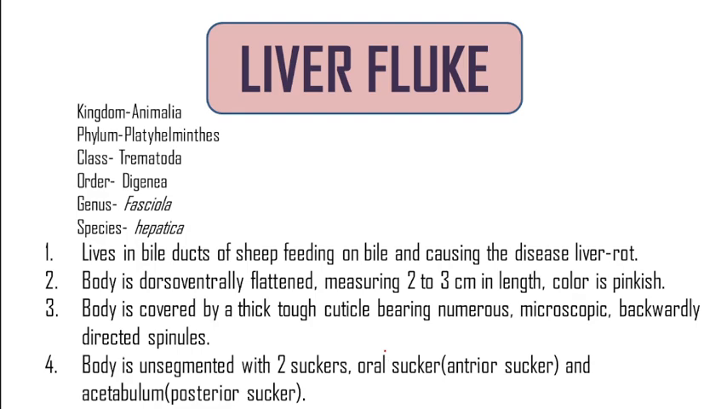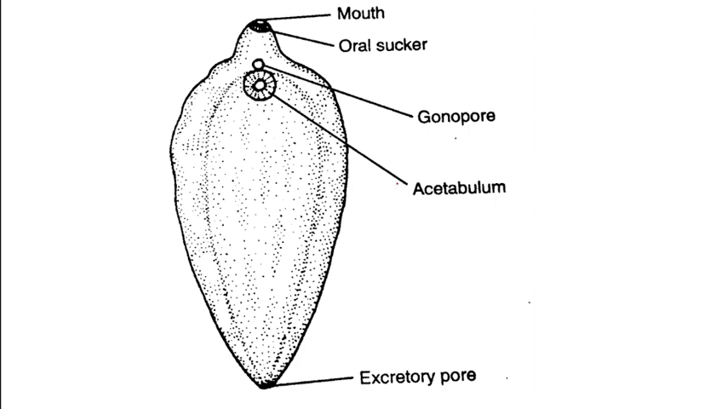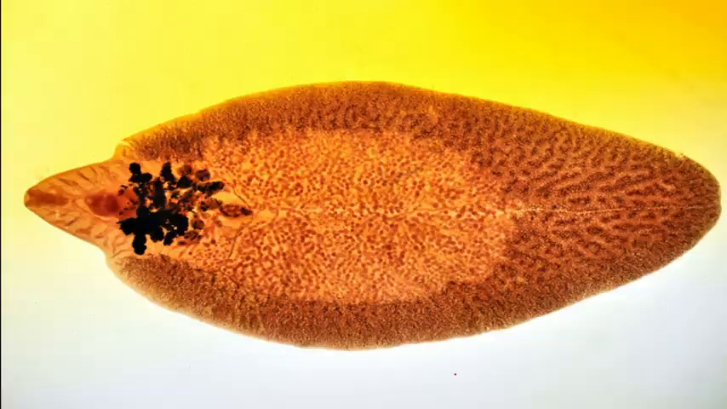Next, liver fluke. The actual image of the liver fluke looks somewhat like this. Let's see its diagram once. This is the mouth. This is the oral sucker. Here, present here. This is the gonopore. This is the acetabulum and excretory pore. Now let's see what the functions of these are.